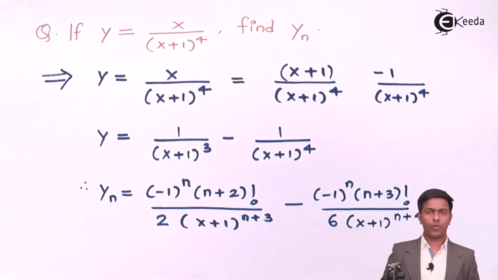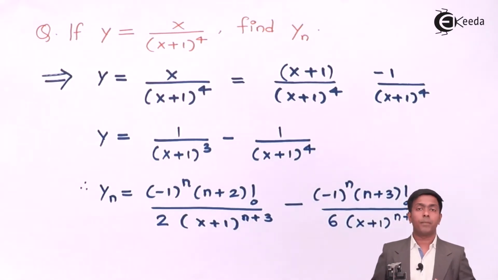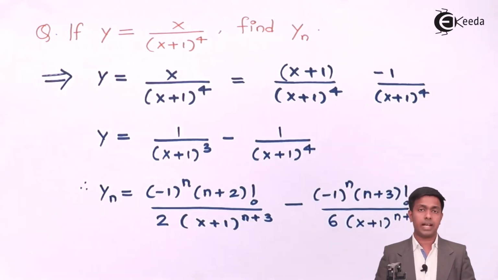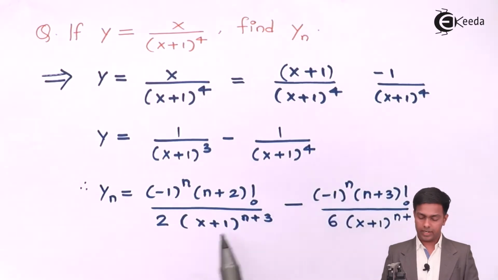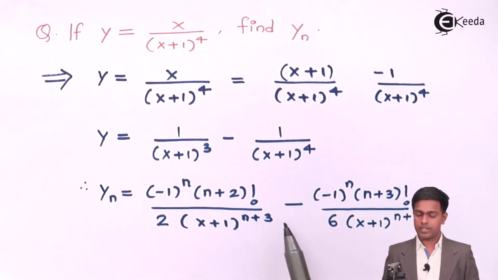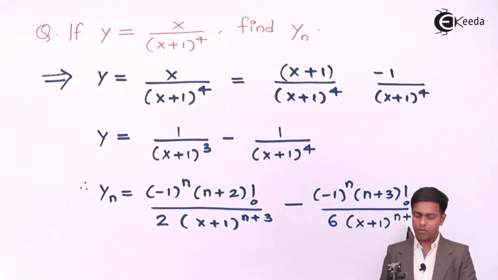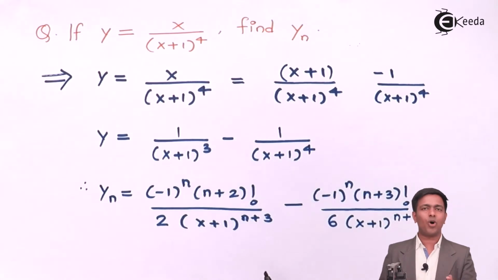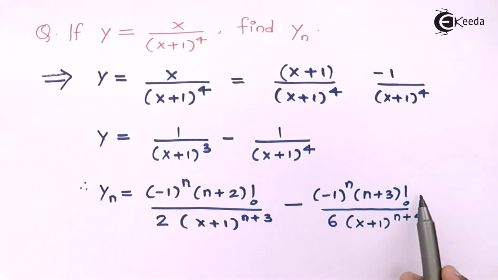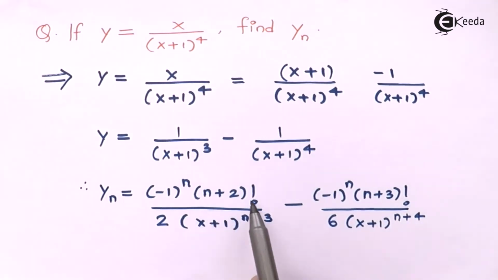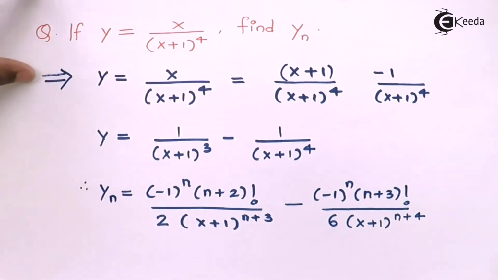Now we can simplify it, because there are many terms which can come out as common. So I can take minus 1 raised to n outside, I can take 2 outside, I can take x plus 1 raised to n plus 3 outside, because out of the powers n plus 3 and n plus 4, n plus 3 is smaller, so we always take the smaller part common. Similarly, in the numerator we have n plus 2 factorial and n plus 3 factorial. Out of that, the smaller part is n plus 2 factorial. I can take it common. So let's see what we get.